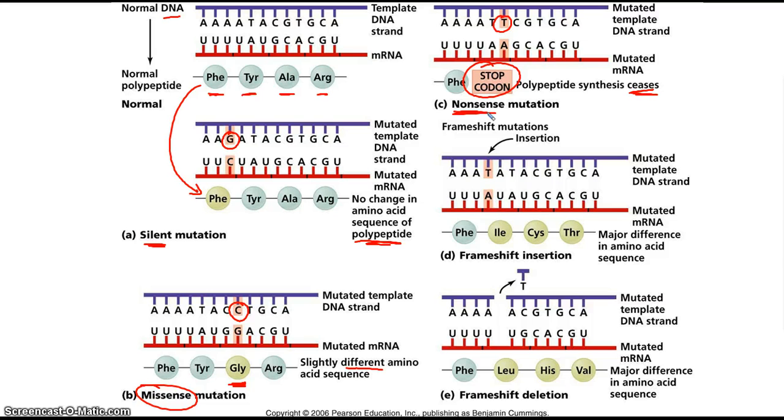Now, as we go through, here's the frame shift that I talked about. A frame shift can happen in 2 ways. One is, what if we insert an extra base pair, or what if we delete a base pair? In both cases, the reading frame gets shifted down, and we end up with very different proteins, usually major differences. That's why frame shift mutations are so bad. So there's an idea of what mutations are and some different types of mutation.